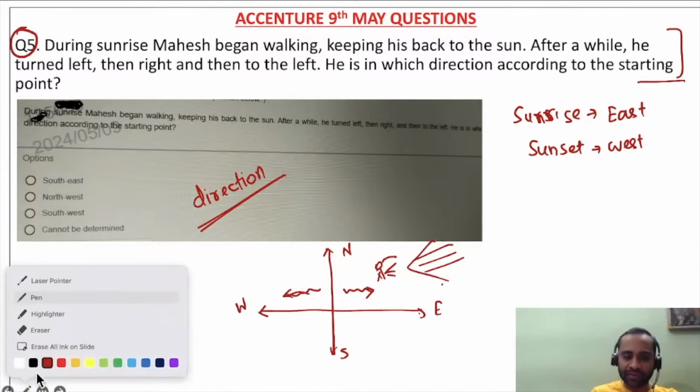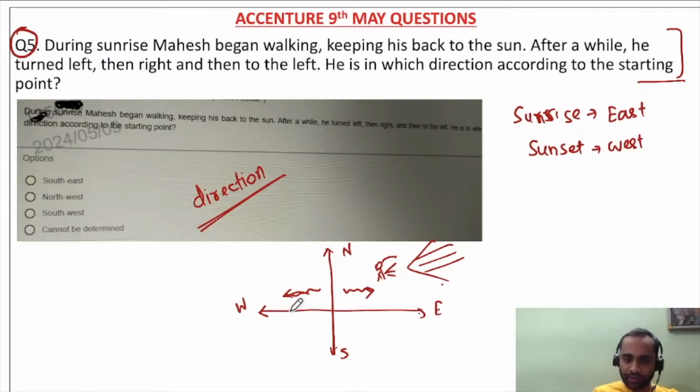That means he was going which direction? Sir, he was going west direction. That means, sir, he was going west direction. Okay, fine. After a while, he turned left.